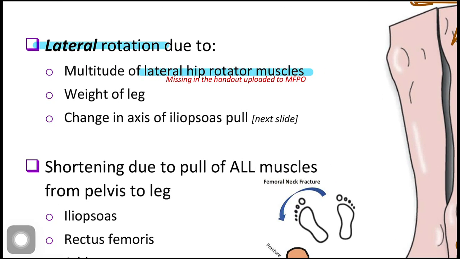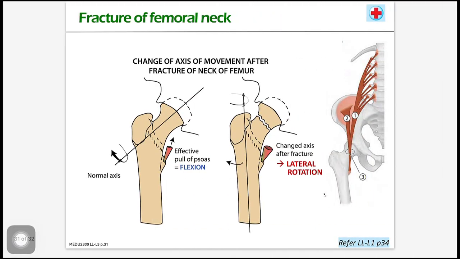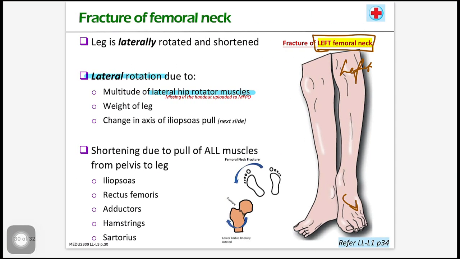And also think about the weight of the leg. And what's more, the next slide I just showed you, the change in axis of the iliopsoas pull. So iliopsoas is a very important hip flexor. Remember that? When you do the sit up. So this is the contact at the femoral neck. If there is a breakage, it actually changes the axis. So that's why it will make the leg become shortened as well as laterally rotated.